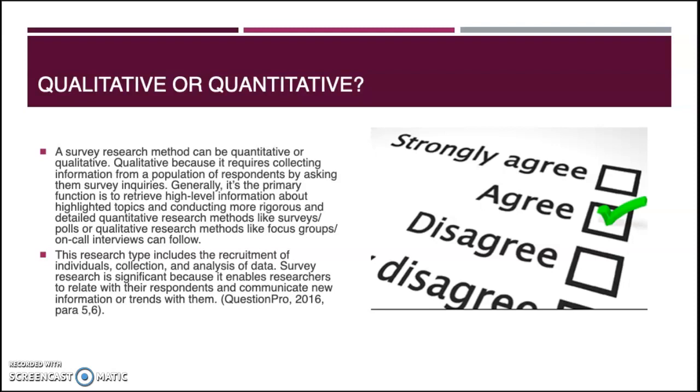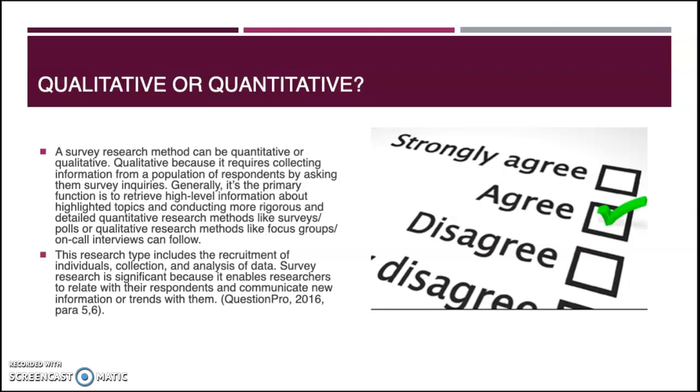If a researcher conducts a survey to collect empirical data, this would be considered a quantitative study. For example, surveys and polls. If a researcher conducts a survey to collect descriptive data, this would be considered a qualitative study. For example, focus groups and on-call interviews. Some survey research can be featured as both qualitative and quantitative.